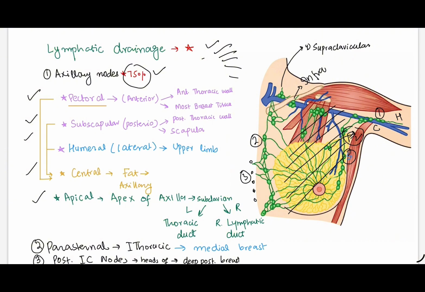And then subscapular is doing what? Scapula, obviously the name is telling, it's below the scapula, so it's going to drain the scapula and then the posterior thoracic wall. So the main ones are pectoral and subscapular. Then there is humeral. Obviously the arm is near the breast, and we need to drain something from there as well, so humeral is going to drain the upper limb.